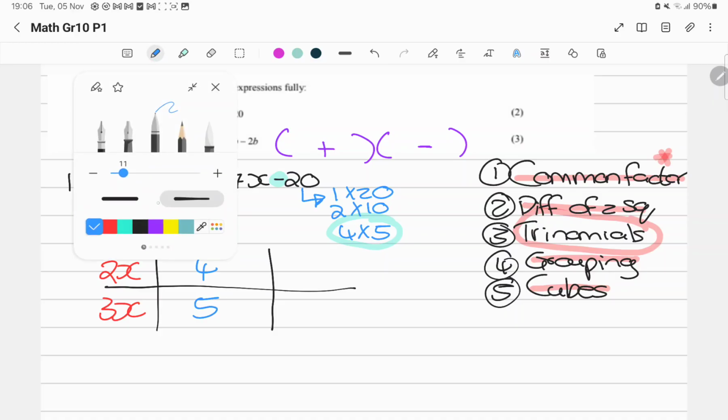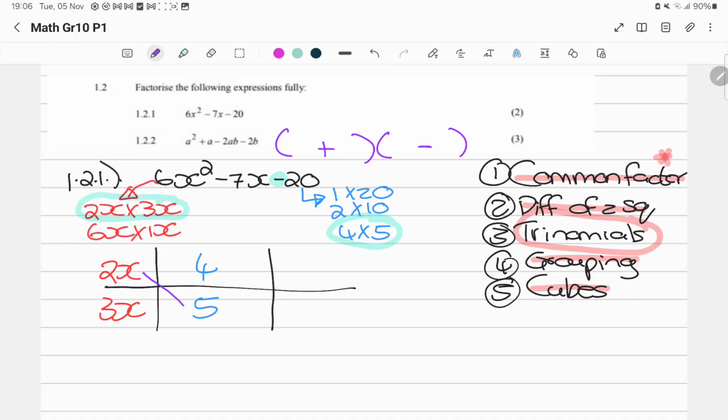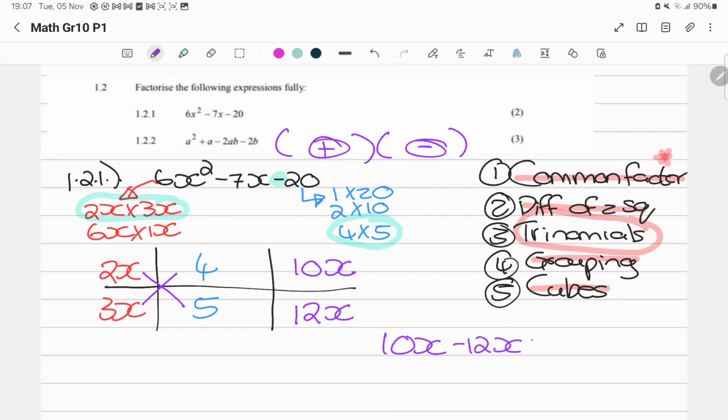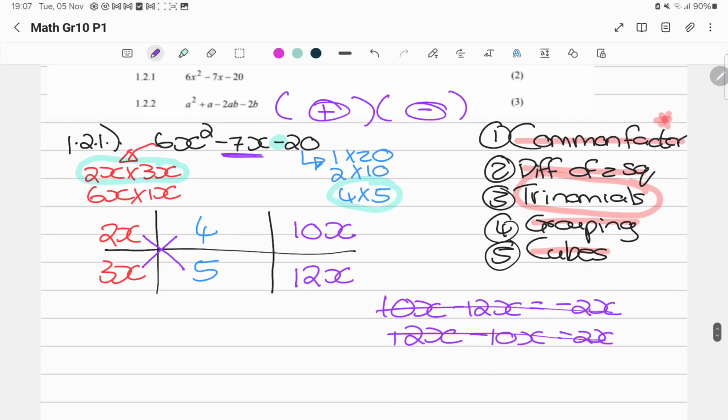Now I am going to cross multiply, which means I'm going to say, what is 2x times 5? 2x times 5 gives me 10x. And then I'm going to say 3x times 4, which gives me 12x. Now remember, one is positive and one is negative. So now, what is 10x minus 12x? It's going to give me negative 2x. Is that what I want? No. So this is not going to work. Let's say I do it the other way around, so 12x minus 10x. That's going to give me 2x. Also not what I want. Which tells me this combination doesn't work.